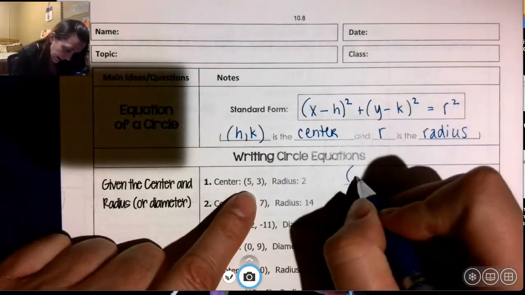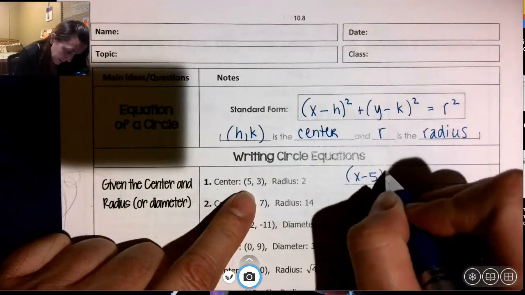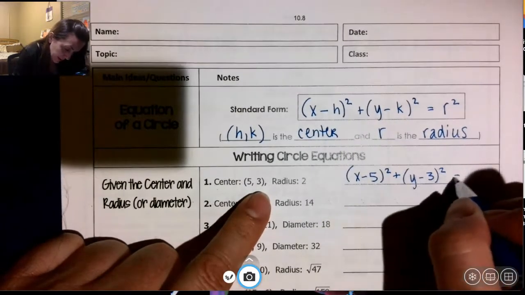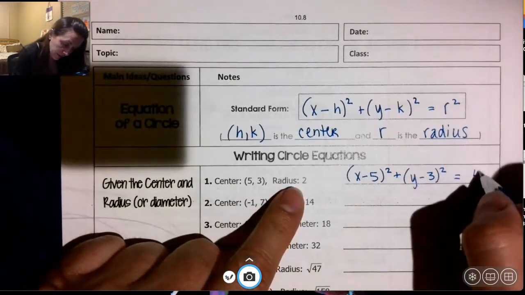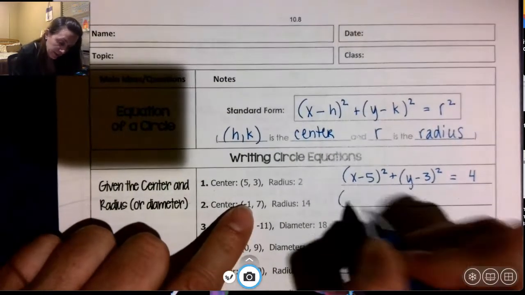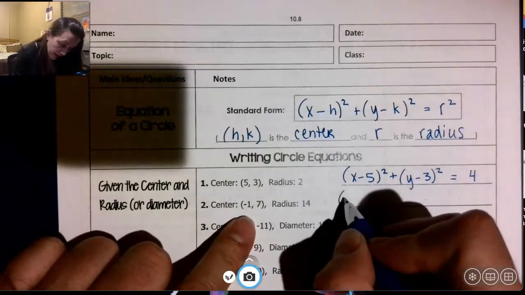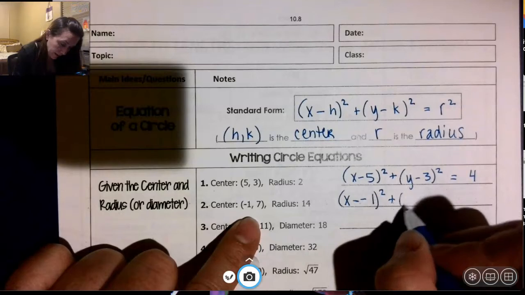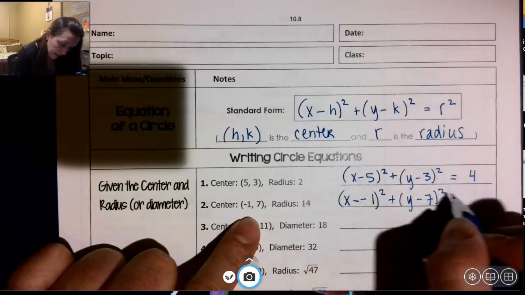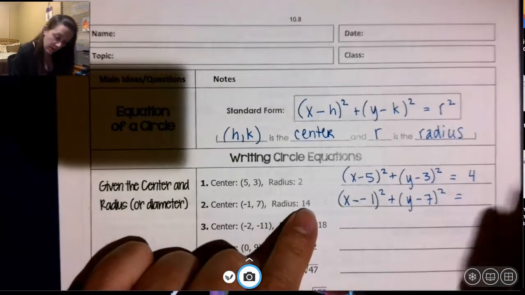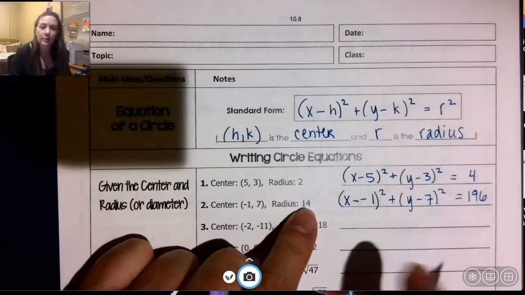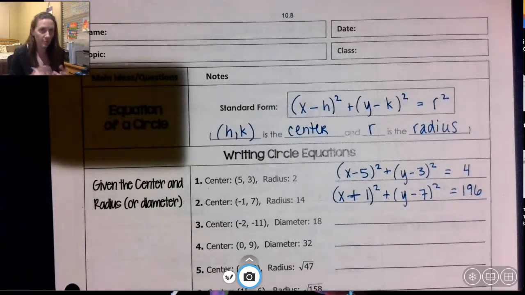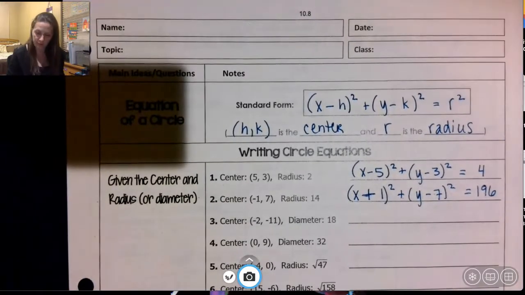h is first: x minus 5 squared plus y minus 3 squared equals 2 squared, which would be 4. Now remember, the actual equation is a minus. So if there's a minus: x minus negative 1 squared plus y minus 7 squared equals 14 squared, which is 196. Now when you have a minus and a negative, you can go ahead and make that a plus, but just remember to change it or write both of them there.